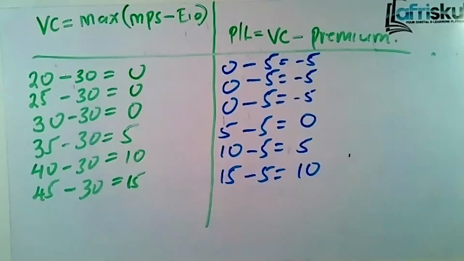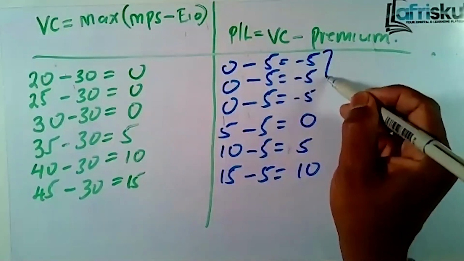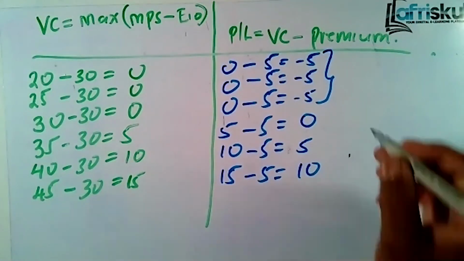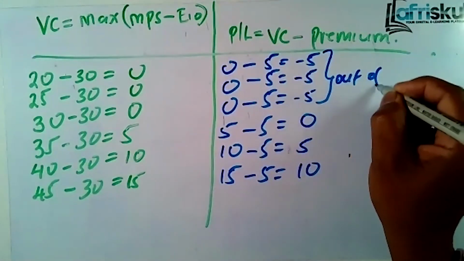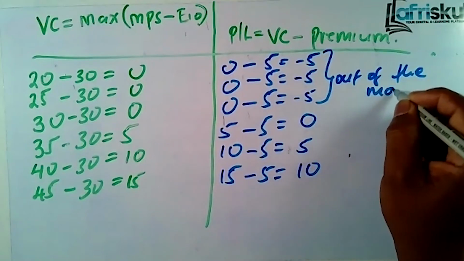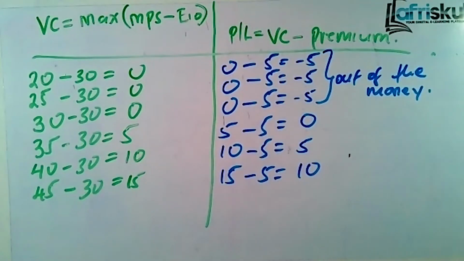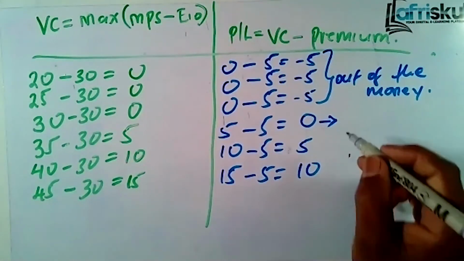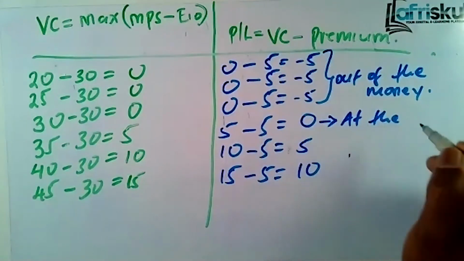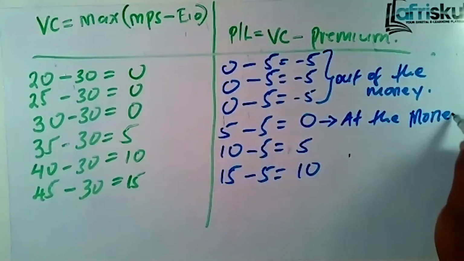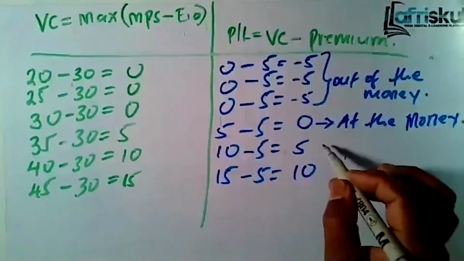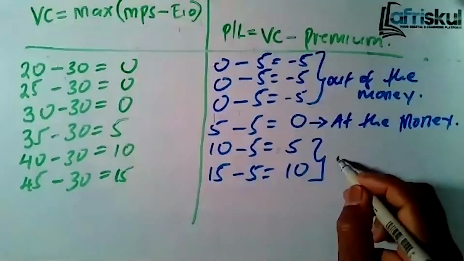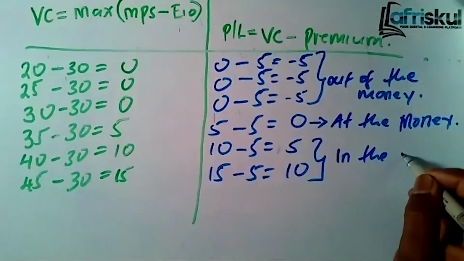Now, how can we interpret this? For the 3, we are getting a negative. If you get a negative, that's what we call out of the money. If you get a negative, that means if you exercise now, you'll get a loss. Then we have this 0. 0 means at the money. That's the at the money option. And then we have 2 positive. We have profit of 5, profit of 10. Now that's what we call in the money.